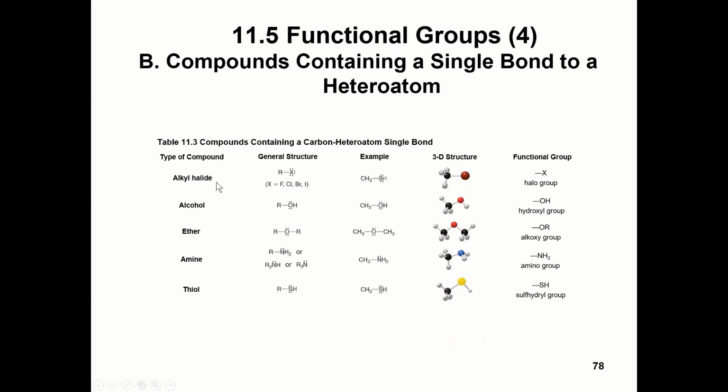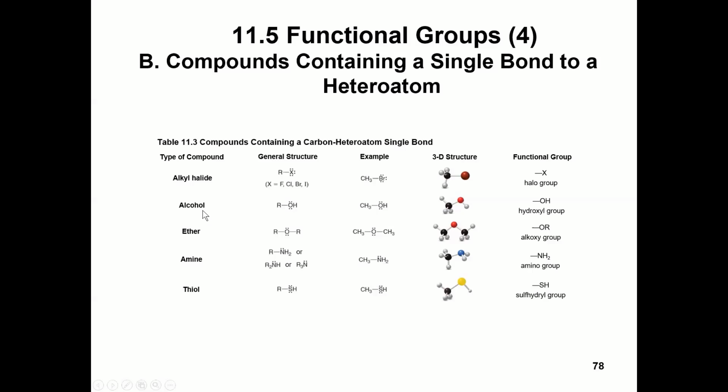So the first class of compound is the alkyl halide compounds, and the functional group there is a halogen or halo group. Here the general structure is R, and then you have a single bond with the halogen atom X, and the lone pairs are drawn in here. Examples of an X or a halogen atom, a heteroatom, could be fluorine, chlorine, bromine, or iodine. Here's an example, methyl bromide. These are called alkyl halides. Here's a ball and stick representation of this methyl bromide molecule. Of course, you can have methyl fluoride, methyl iodide, etc.